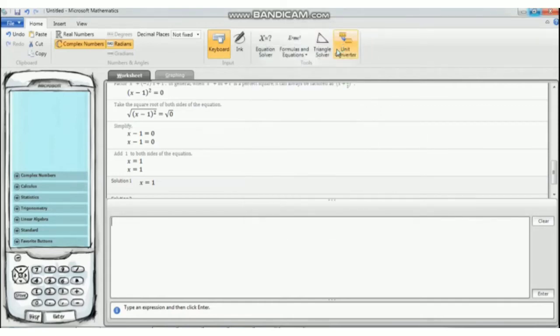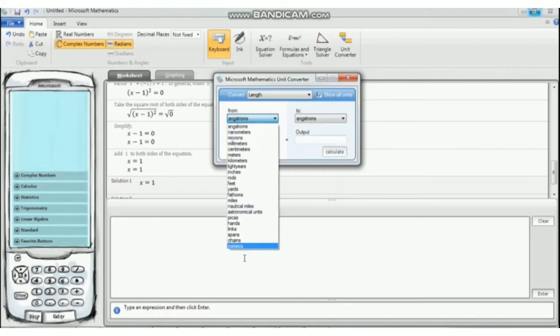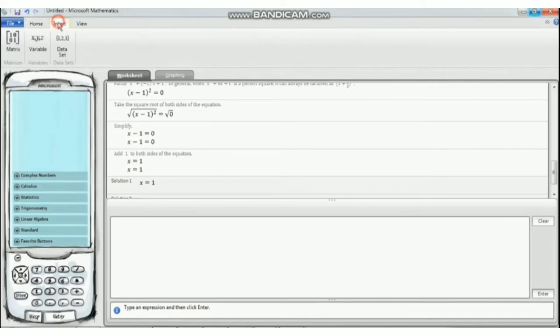And last is unit converter. We can convert length, area, volume, mass, temperature, pressure, weight or mass, energy, power, velocity, time and force. And if we click show all units, make a checklist, it will show unfamiliar units that we don't use every time, like Angstrom and others.